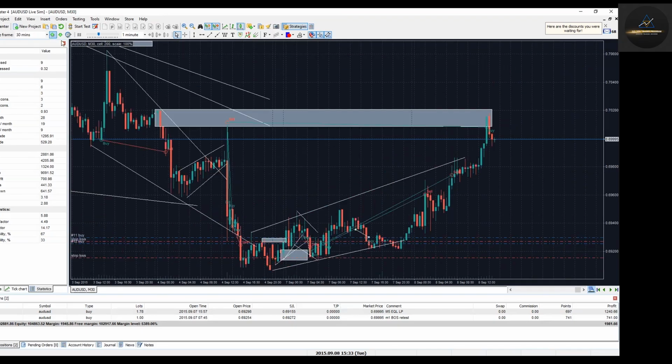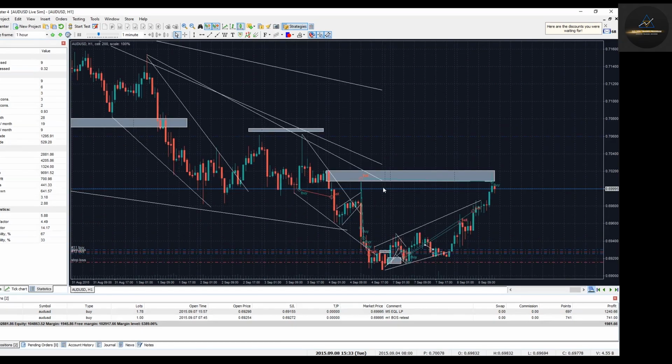Okay, so what are we seeing now? On the H1, bank some profits here. Still got some positions running. Got 2 buys at 69.29 and 69.25. Okay, so that's here. It's time to move those stops a bit higher.